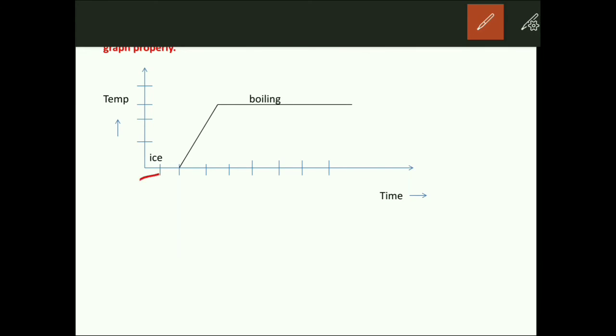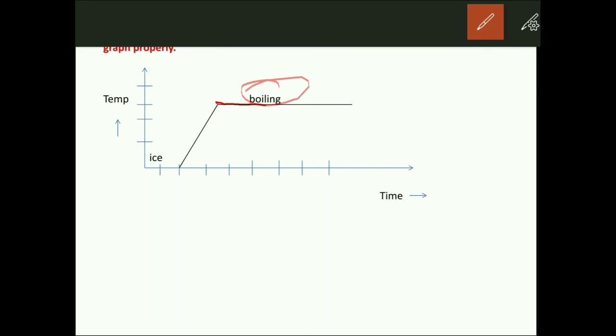So since there is an increase in time but no increase in temperature, at this point all the ice is melted. Till this point there is melting of ice, and at this point all the ice is melted. That's why from here the temperature starts rising. Now this is 100 degrees Celsius. After the water reaches 100 degrees Celsius, it starts boiling.